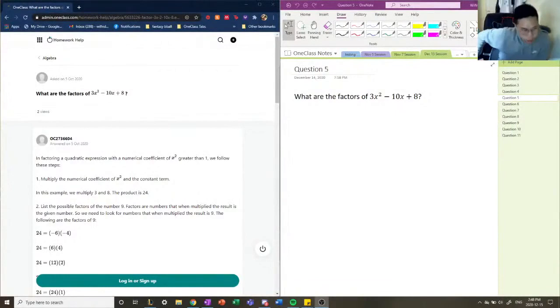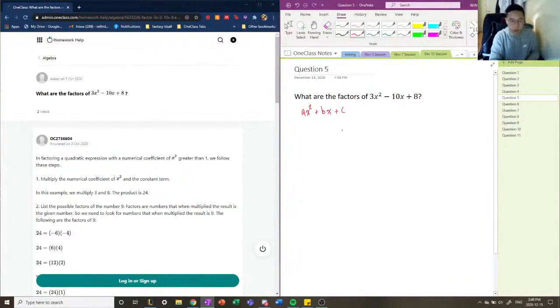So the next question reads, what are the factors of 3x squared minus 10x plus 8? Okay, so I've covered this a numerous amount of times, but I'll do it again. To calculate the factors of 3x squared minus 10x plus 8, we're going to use a method I like to call cross multiplication. So basically, if I were to write out the general formula here, it's ax squared plus bx plus c.